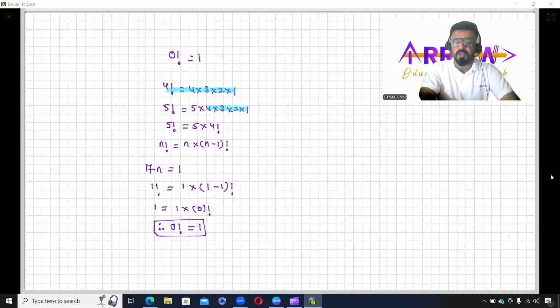Those students who are doing A-level mathematics and O-level IGCSE additional mathematics must be familiar with the factorial notation, and they must have used this in binomial expansion. So in this video, I just wanted to discuss a brief illustration of why the factorial of 0 is equal to 1.